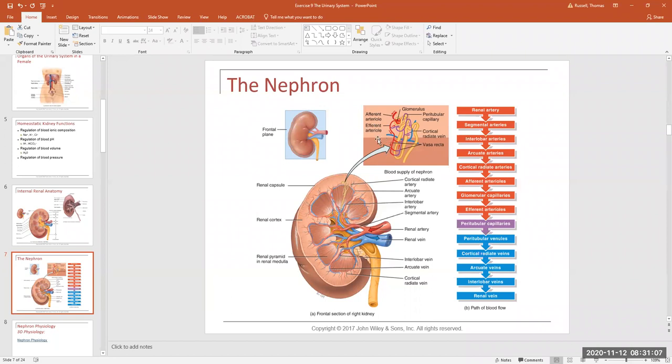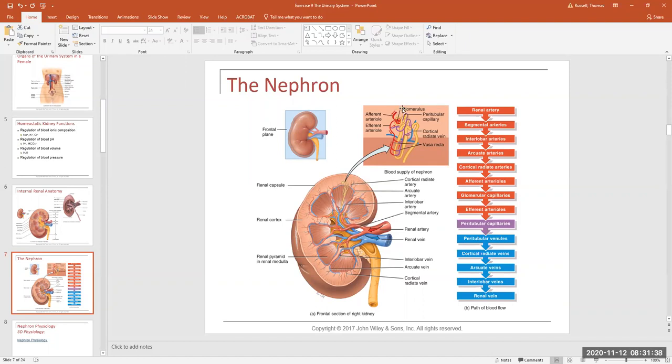The reason why I'm telling you that is because when you're identifying these things on models, some students reverse the afferent and the efferent arteriole. And you'll see where it connects, or I'll point it out in a minute, but the afferent arteriole is the one that branches off the cortical radiate. Now, the reason why this one's important is for several reasons. I'll cover one of them now.